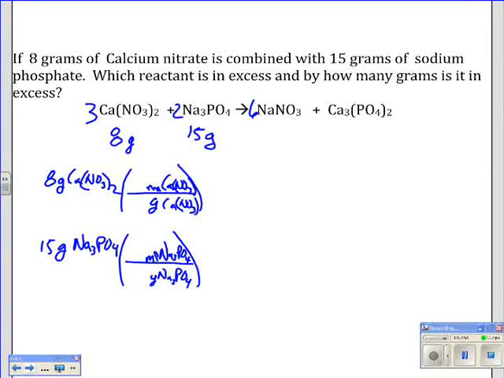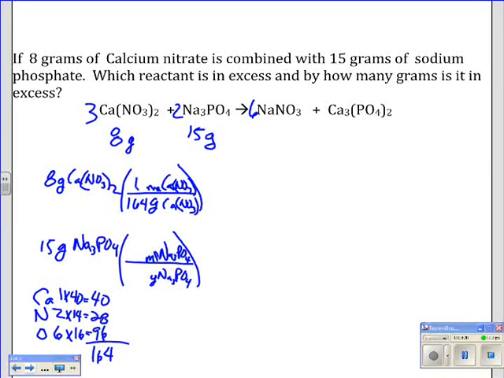Okay, so I've got calcium nitrate, made up of calcium, nitrogen, oxygen. I've got 1 calcium, 2 nitrogens, 6 oxygens. So I've got 40, 28, and 6 times 16 is 96. That's 164 grams in 1 mole.